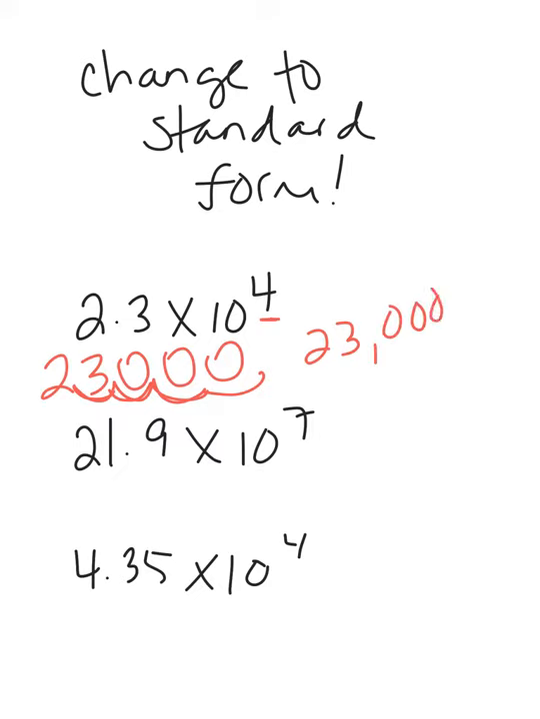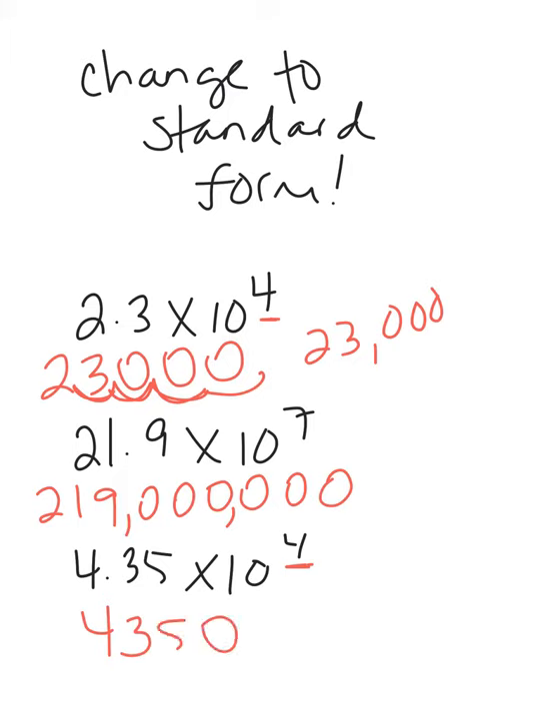21 and 9/10 times 10 to the 7th. We need to move the decimal point 7 places. 1, 2, 3, 4, 5, 6. 219 million. And 4 and 35/100ths times 10 to the 4th, we're going to move the decimal point 4 places. 1, 2. 43,500. So let's see if we're going to find a shortcut with figuring out how many zeros to put on the end so we don't have to do like we did up here and just move all these decimal points.